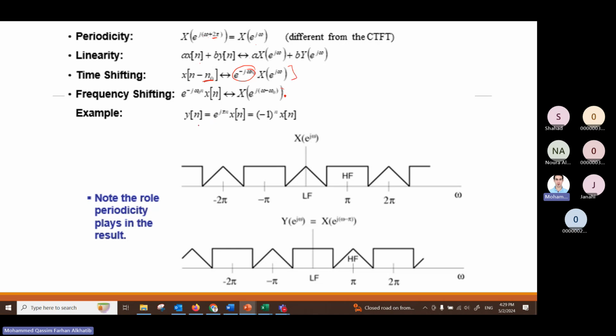So here is an example: y of n, you multiply by a certain constant. It means that the Fourier transform will be shifted. Let's assume this is the DTFT of x of n. When you multiply it by this, you shift by pi. Notice that the peak was at 0, and it moved to pi. Again, it's not a very complicated thing. Most likely in the exam, I will ask you direct questions.